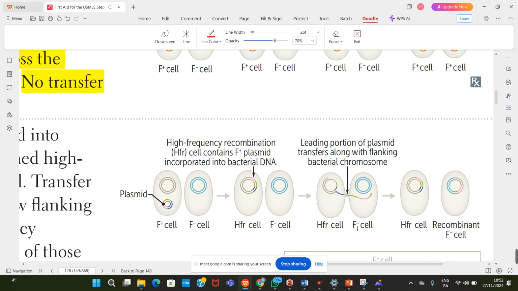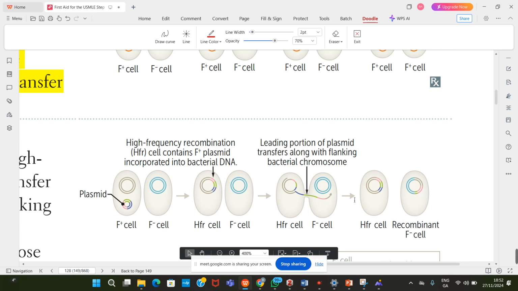Its name is now going to be changed to recombinant, because when this leading part of the plasmid was entering, we said it dragged along some small part of the bacterial chromosome. So that small part is going to be incorporated into it, making it a recombinant, but it's going to be recombinant F negative because it's not containing a full plasmid.